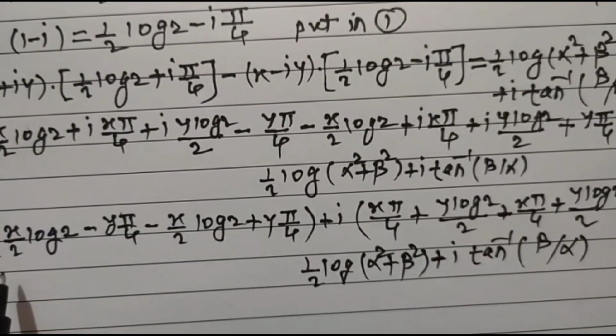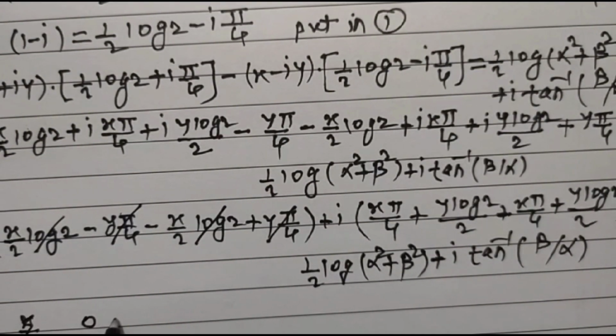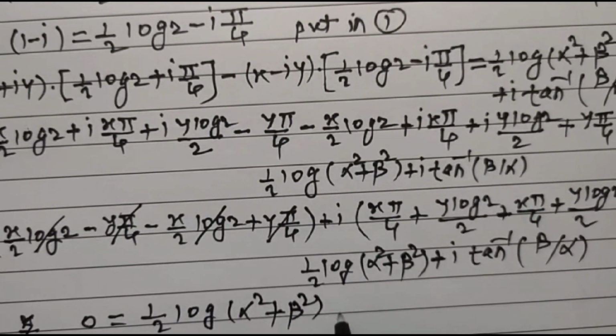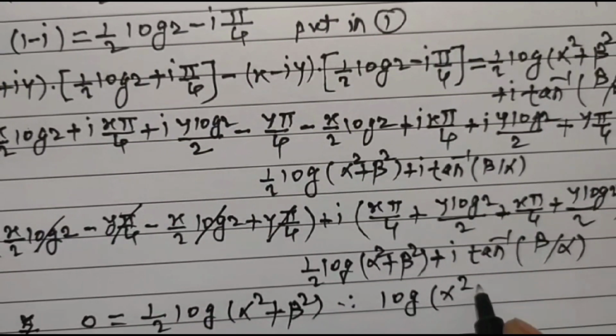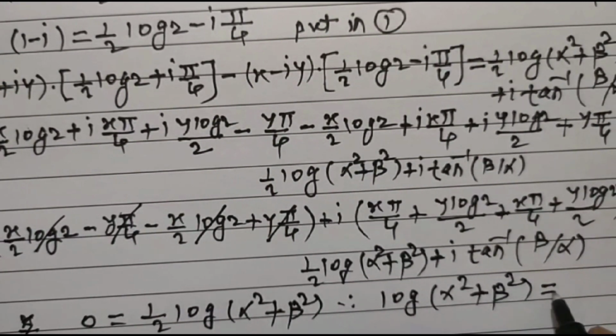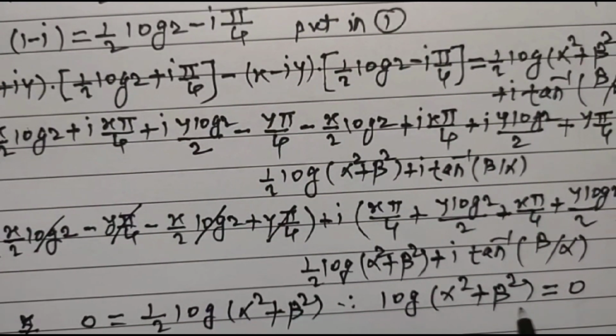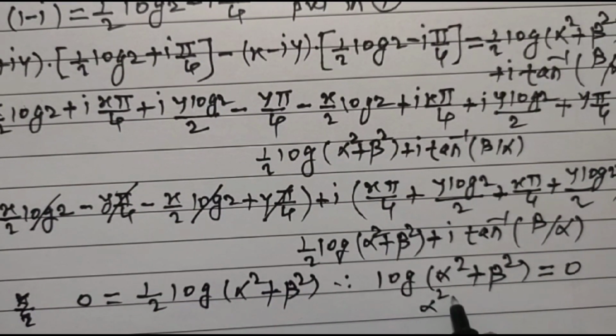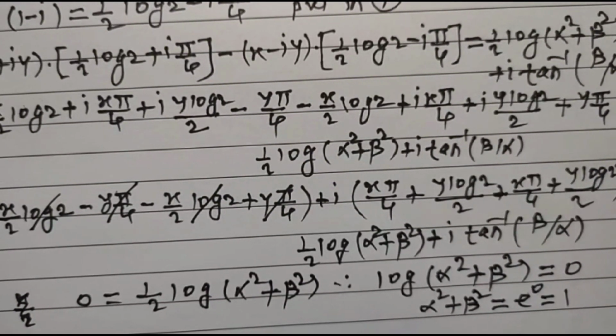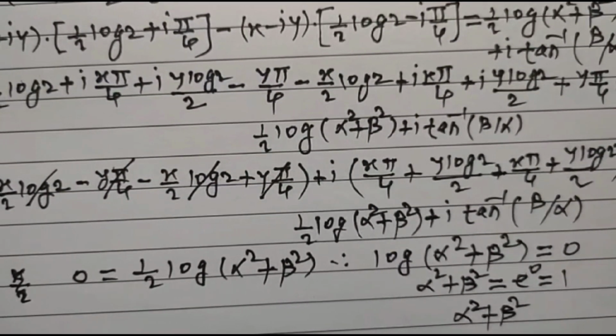So equating the real part first, 0 is equal to 1 upon 2 logarithm of alpha square plus beta square. Hence, logarithm of alpha square plus beta square is equal to 0. Taking exponential on both sides, alpha square plus beta square is equal to e to the power 0, and this is equal to 1. Hence, we can write alpha square plus beta square is equal to 1.